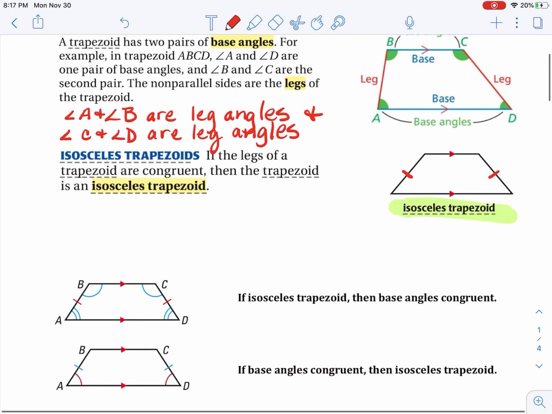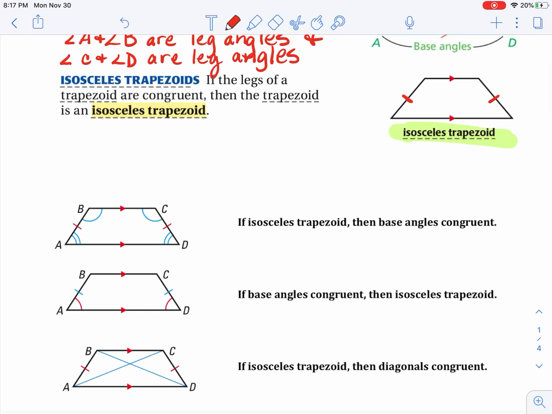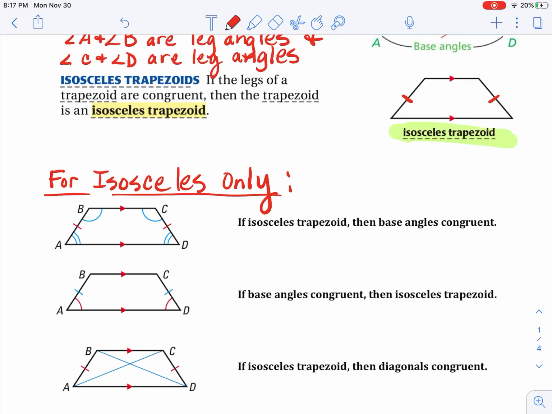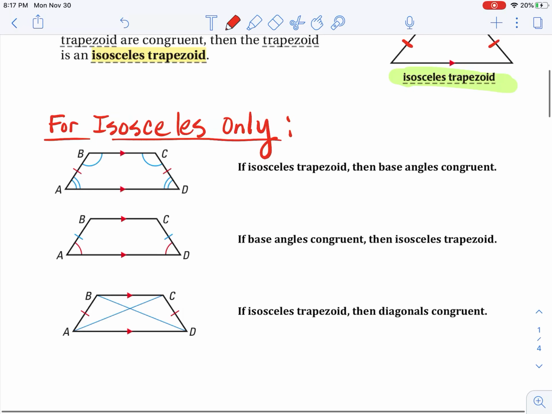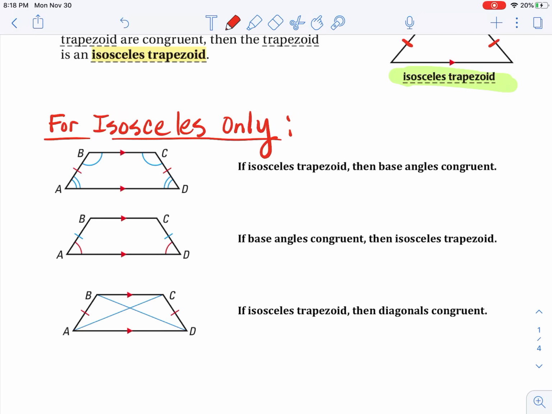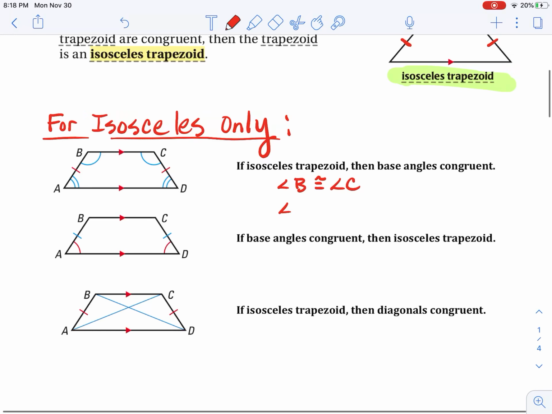Let's talk about some properties. These first three pictures are supposed to be for isosceles trapezoids only. Isosceles are special because some extra things become congruent in an isosceles trapezoid. So for isosceles trapezoids only, our base angles will be congruent. You can see the way they're marked, hopefully, but angle B is going to be congruent to angle C. Notice the markings are the same. And angle A is going to be congruent to angle D. B and C are one set of base angles, and A and D are another set, and they're congruent to each other.